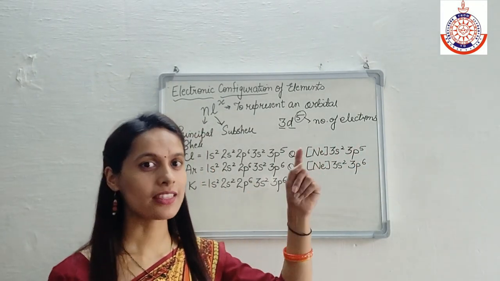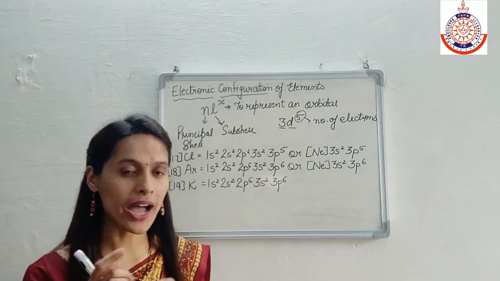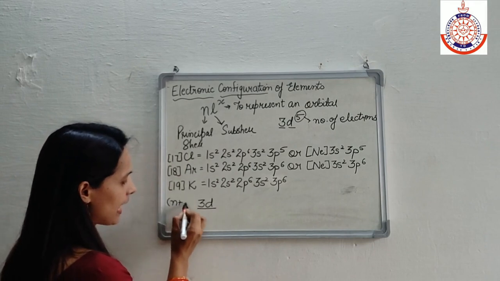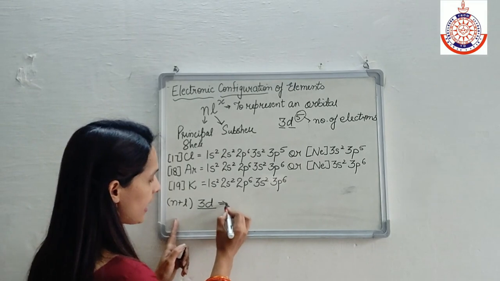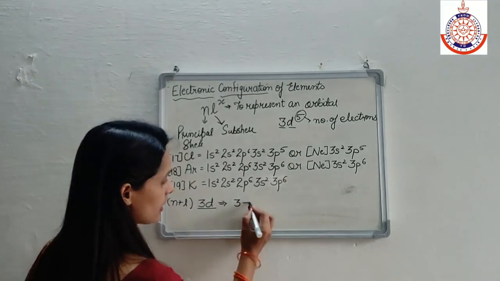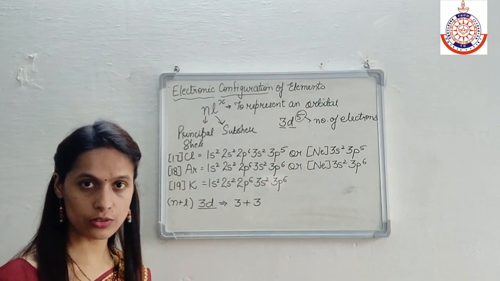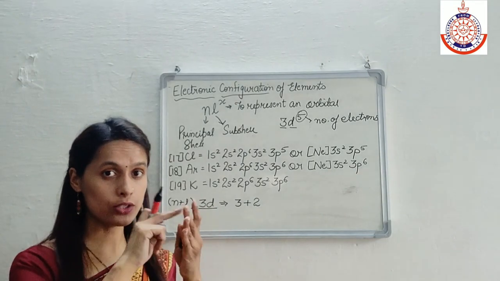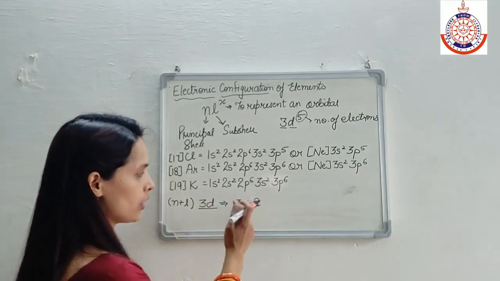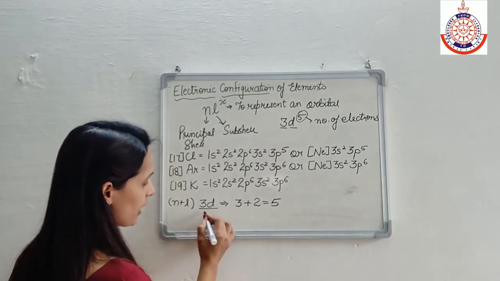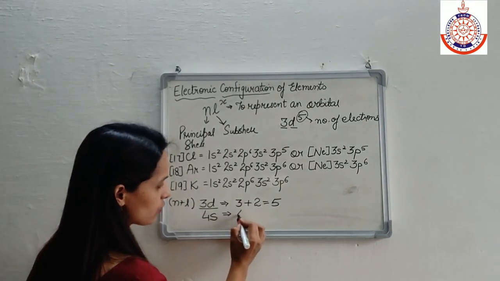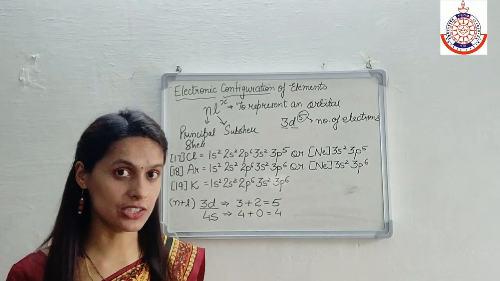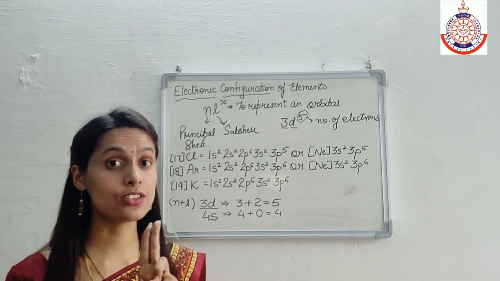But we studied above that before 3d, 4s will fill. Why? If I apply the n plus l rule here, for 3d, n is 3 and l is 2. L is 0, 1, 2: 0 means s, 1 means p and 2 means d. So n plus l becomes 5. And if I apply the n plus l rule for 4s, n is 4 and l is 0, so it becomes 4. And we know that the lower the value of n plus l, the lower is the energy. And the electron will go first into the orbital whose energy is lower.